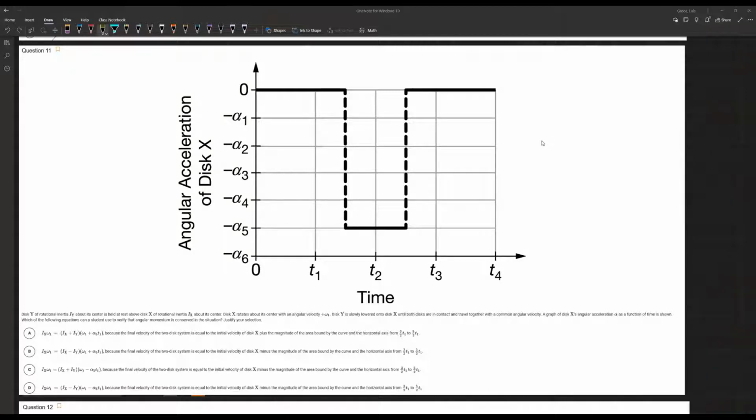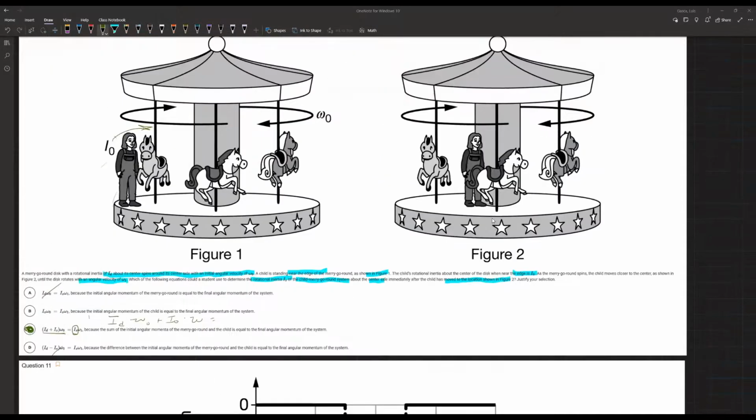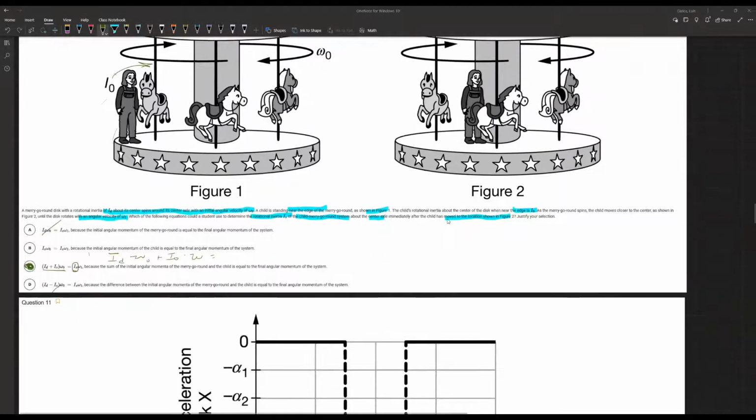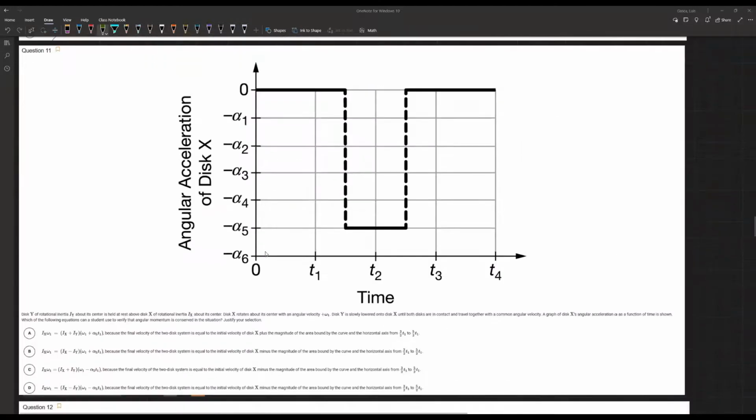Number 11. Oh, yes, they have the same angular velocity here, and they're moving together in the same direction, right? The child moves closer to the center, but as far as we know, they always stay spinning with the merry-go-round. Okay, let's go to the next one.